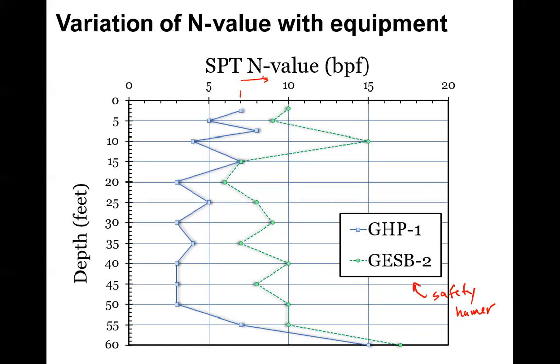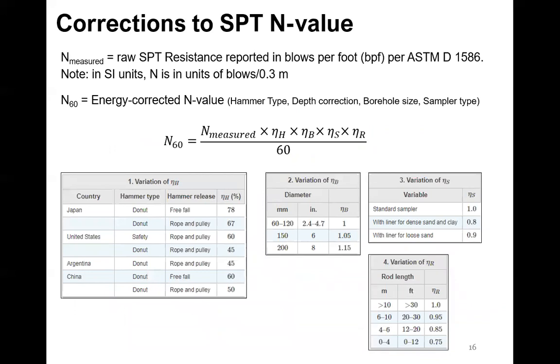So to account for that, we use, most of the time, what is called an N60 value. We take the N measured, which is just counting the blow counts, and then we correct it for four different things: the hammer type, the depth, the borehole size, and the sampler type. Some sources use the Greek letter nu, others will use a C, just the correction factor, something like that. But what we are putting in here is this N measured, and that's the raw SPT measurement. That's the person counting it and writing it on the bore log, in blows per foot. And then what we do is we correct it for 60% energy.